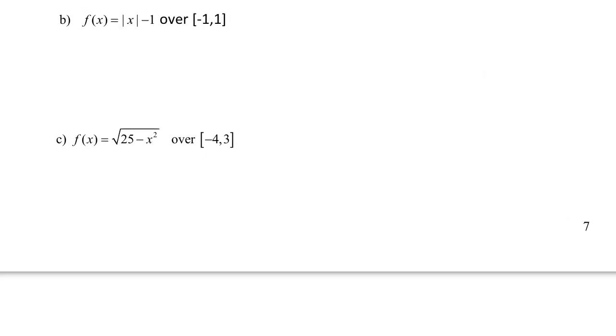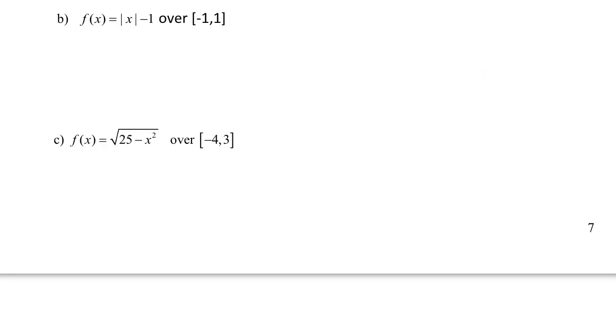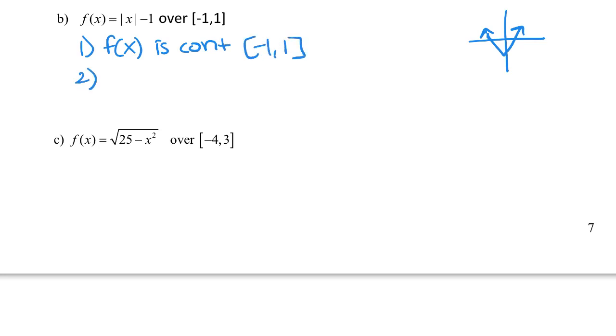All right, let's take a look at example B. This graph, if you remember, is an absolute value graph. It is shifted down 1. So if we had to sketch a little picture, it looks something like this. Now, an absolute value graph is continuous, so f of x is continuous over the interval. However, because there's a corner here, f of x is not differentiable. So it's not differentiable because there's a corner. Therefore, Rolle's theorem cannot apply.